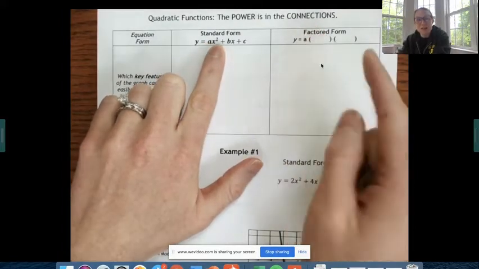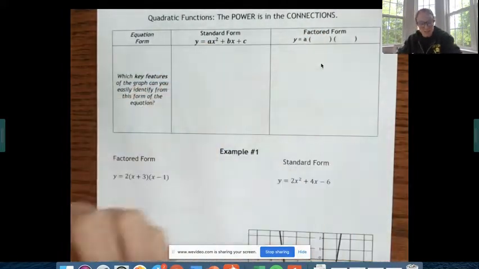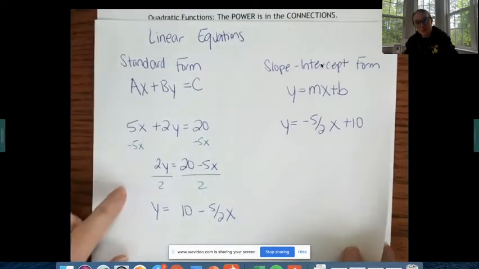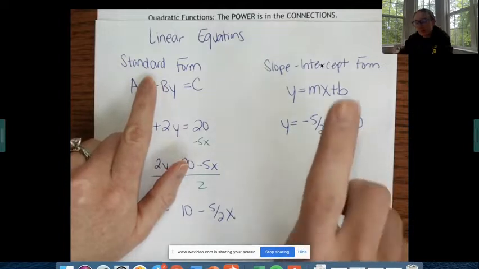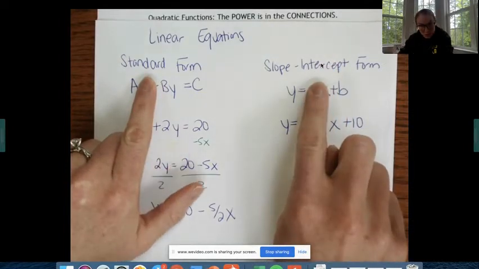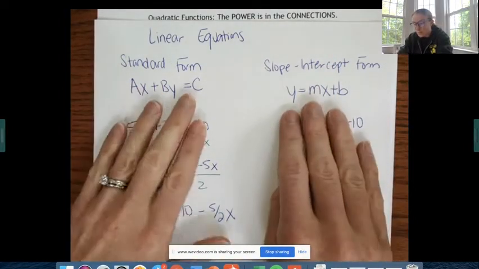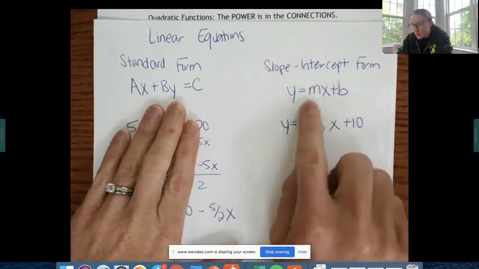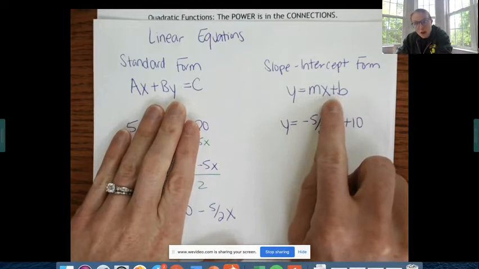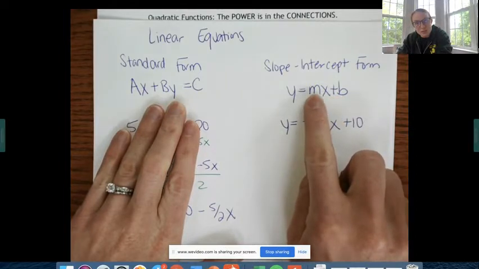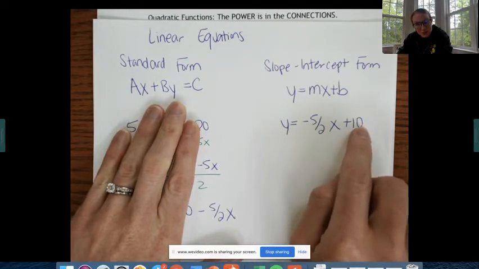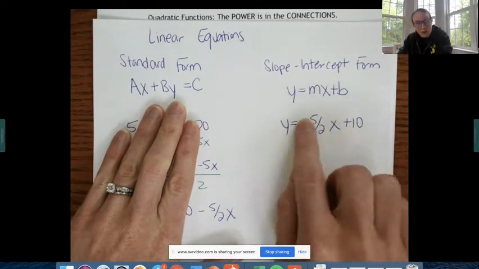We're going to connect back to when we learned about linear functions. With linear functions, we had two forms. We had standard form and we had slope-intercept form. All right, now if you guys remember, these two forms looked like this. We talked about with slope-intercept form, it was a really awesome form because it gave us lots of information, like the slope and the y-intercept, or the initial value. It told us lots of things about the graph.